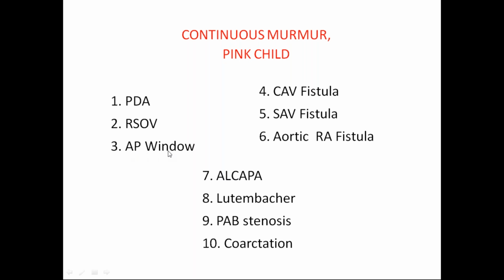Okay, remember this aortic pulmonary window that gives you continuous murmur, sinus of Valsalva rupture, PDA of course, and the AV fistulas. ALCAPA gives your continuous murmur. Lutembacher syndrome can give your continuous murmur, and your pulmonary banding is post-operation. In case of TOF, you do your Blalock-Taussig shunt surgery, that gives your continuous murmur, and coarctation of aorta gives you continuous murmur. But in case of coarctation of aorta, a continuous murmur will be present on the back, not on the heart.